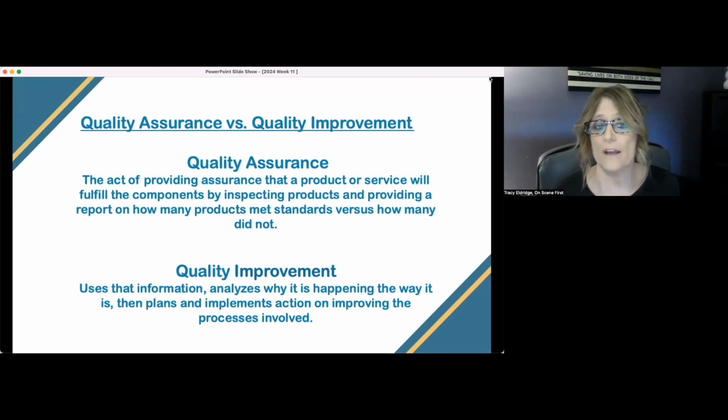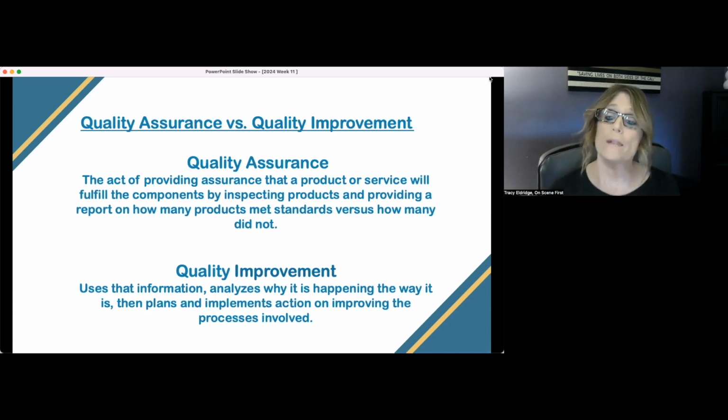So the act of providing assurance that a product or service will fulfill the components by inspecting products and providing a report on how many products meet the standard versus how many did not. So that's where you get your compliant and your non-compliant. It's almost like the evaluation process. We need to assure that it is being done correctly.